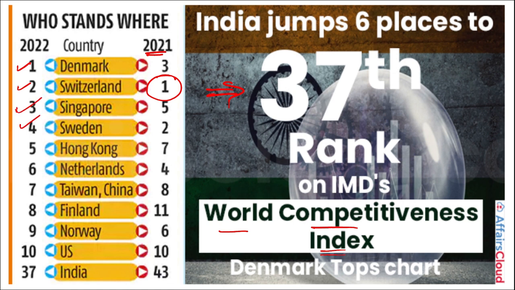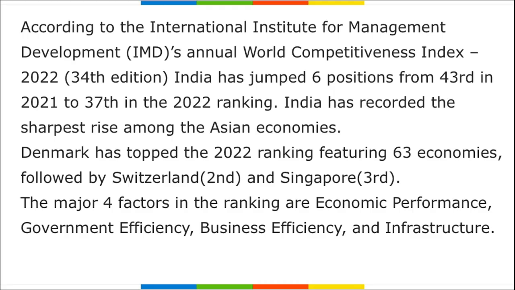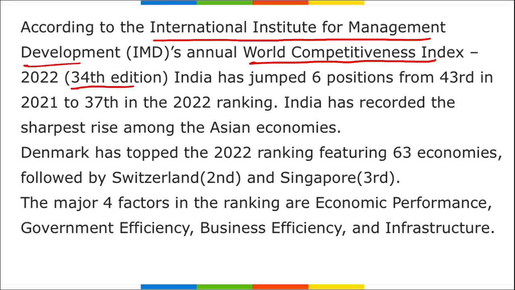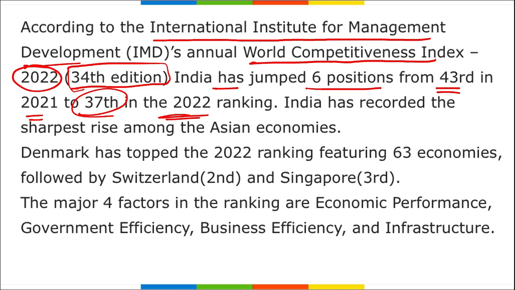Then third Singapore, fourth Sweden, fifth Hong Kong, fifth Netherlands, and you can see here that United States of America is on 10th position in World Competitiveness Index, and India secured 37th position. This World Competitiveness Index was released by International Institute of Management Development. This is an annual index, the 34th edition, released in the year 2022. India has jumped 6 positions from 43rd in 2021 to 37th in 2022 ranking.